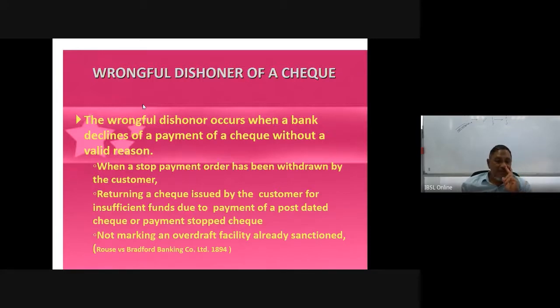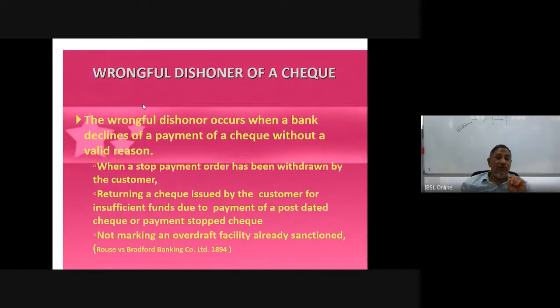Returning a check issued by the customer for insufficient funds, due to payment of post-dated checks or payment-stopped checks. Now, payment-stopped checks are no more an issue in practice, except when stop payments have not been fed into the system before the check is presented. The duty of the bank, whenever a stop letter comes to make a stop payment, is to immediately feed it into the system. If you have postponed it, and in the intervening time the check has come for payment, then the paying bank is responsible for wrongful dishonor.